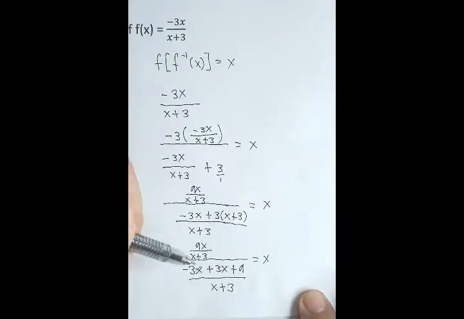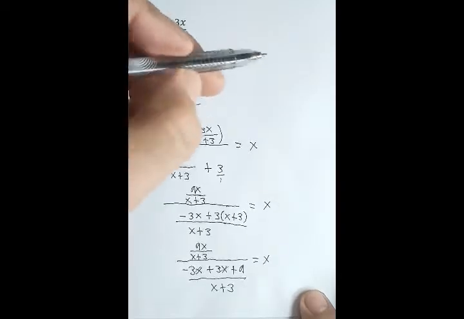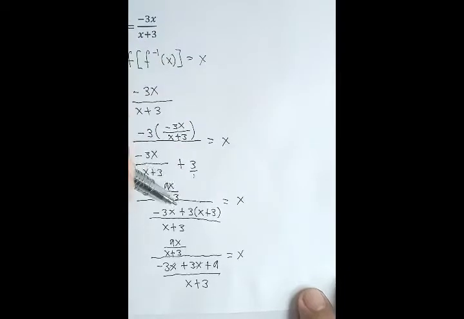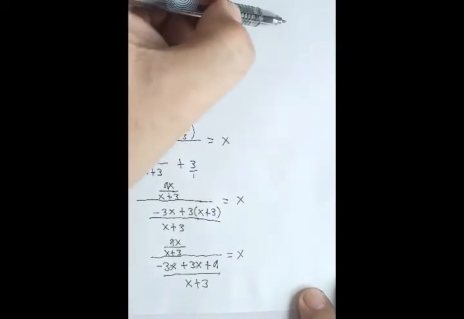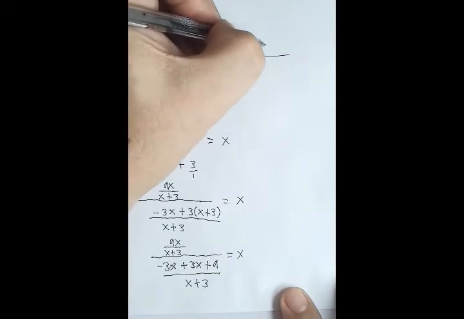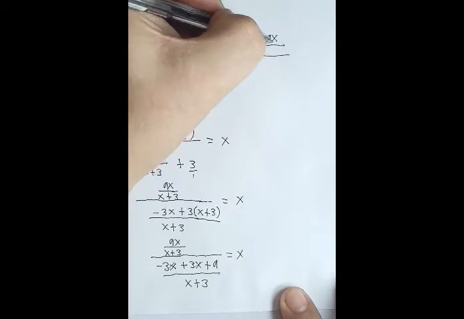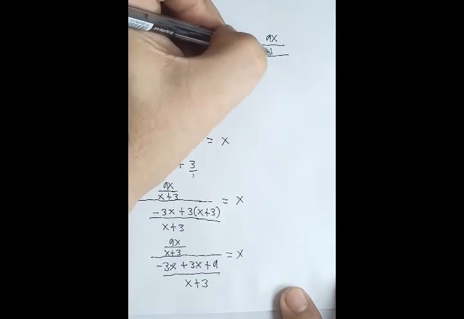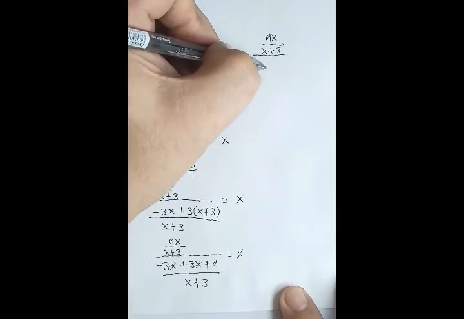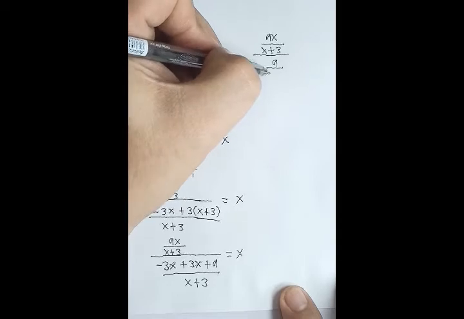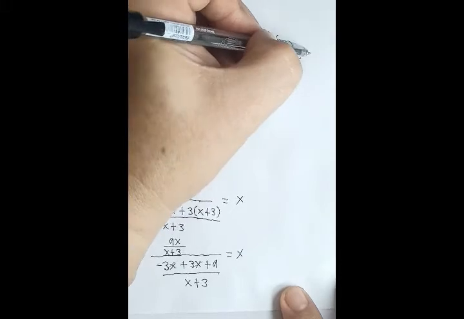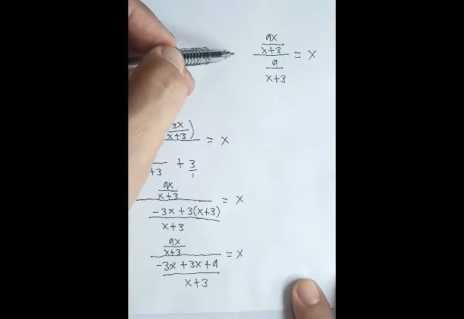So let's just continue. So this is now we have atong i-write, we have 9x over x plus 3 over 9 over x plus 3. So this is equal to, or tanaw na to kung equal ba na siya x.